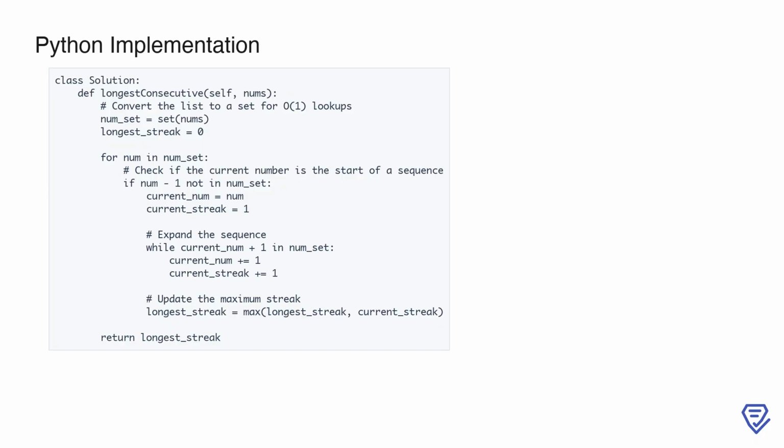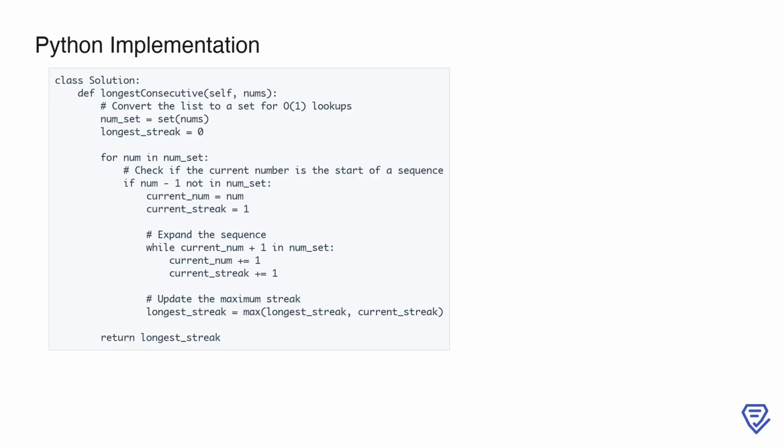Next, the code enters a while loop to expand the sequence by checking if the next consecutive number, current_number plus 1, exists in the set. If it does, the algorithm increments both current_number and current_streak, effectively extending the sequence. Once the sequence can no longer be extended, the maximum streak, longest_streak, is updated if the current streak is longer than the previously recorded maximum. This process continues for all numbers in the set.